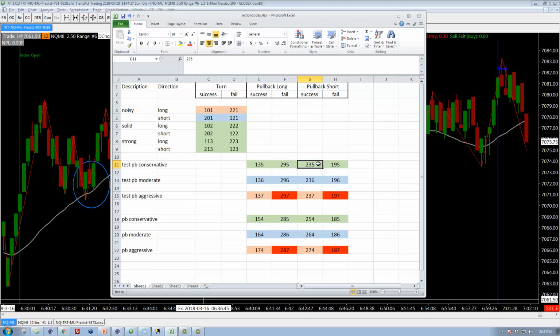All right, if the market's retracing and then rolling over, and it's predicted to succeed, then the code is 235. And if it's predicted to fail and you want to get long, it'll be 195. All right. So if you've been watching the daily videos, you've seen these codes appearing below the bars, and you've heard me making commentary about them. This is what they all mean.